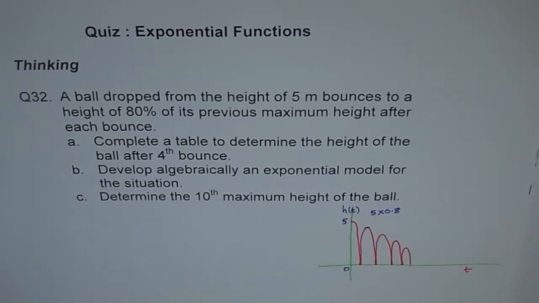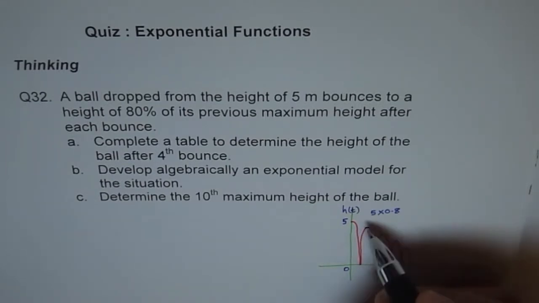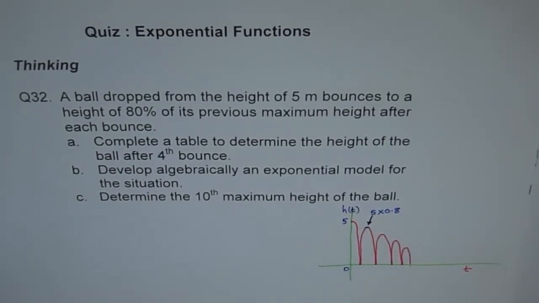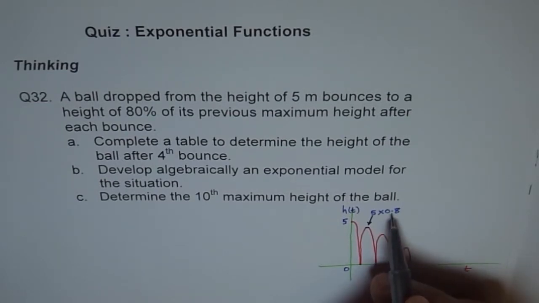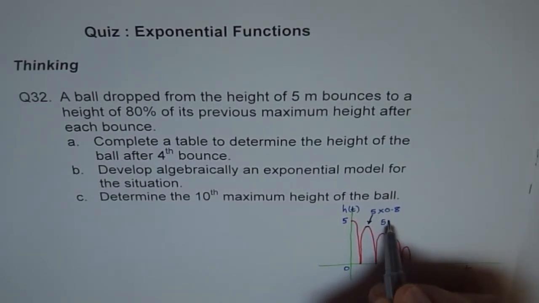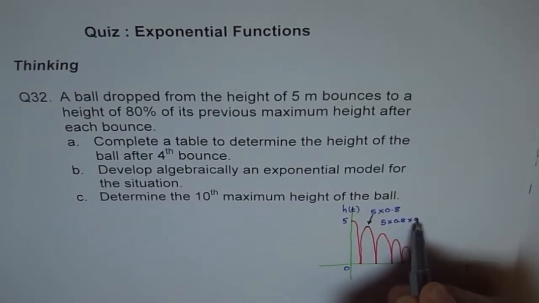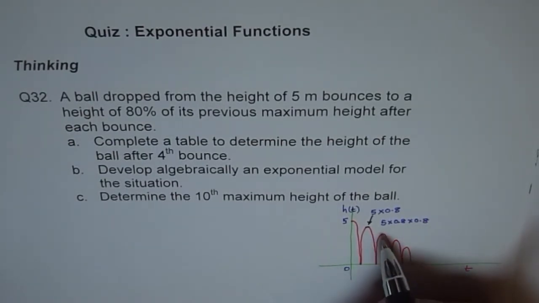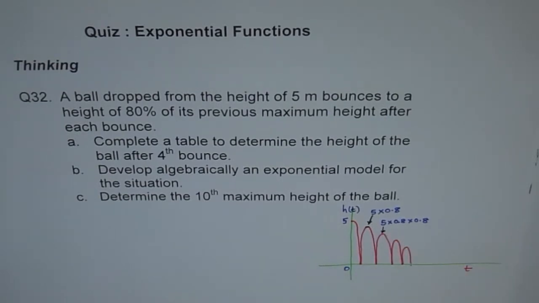Let me write this value here and show it with an arrow. The second bounce will be 80% of this value, so I can write this as 5 times 0.8 times 0.8. So that is my second bounce. You will see that I multiplied by 0.8 times 0.8, so 0.8 squared, and that's the second bounce. This is my first bounce, and this is my second bounce. After the second bounce it goes to this, which is my third bounce, then fourth, and so on.